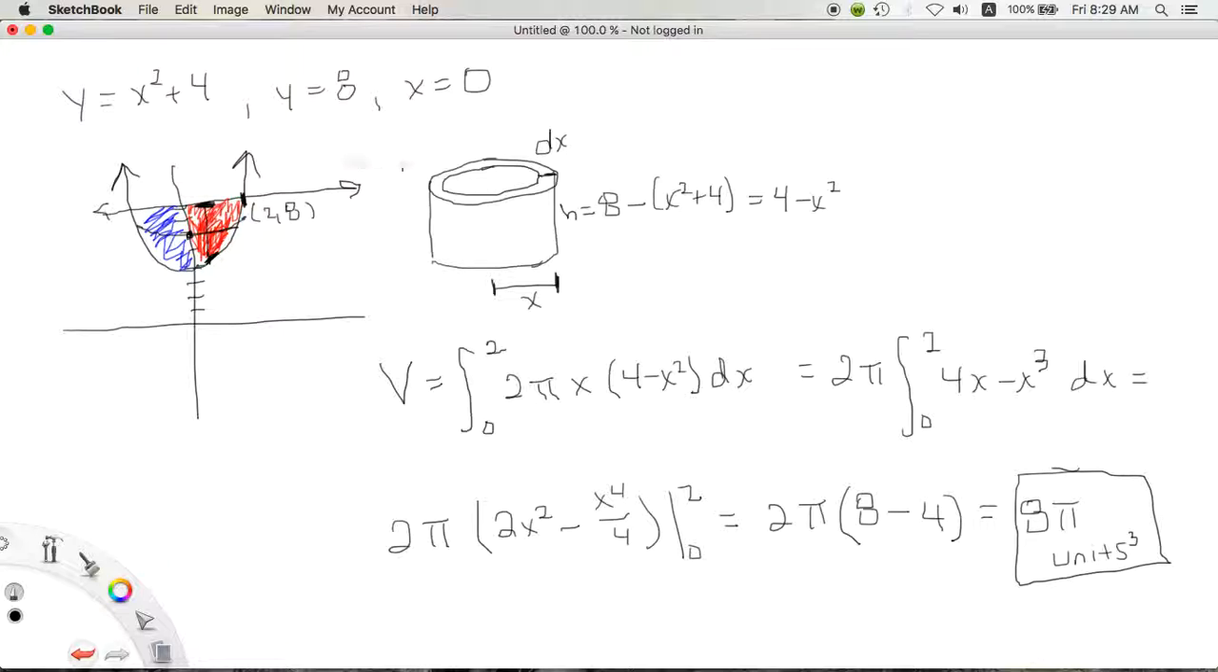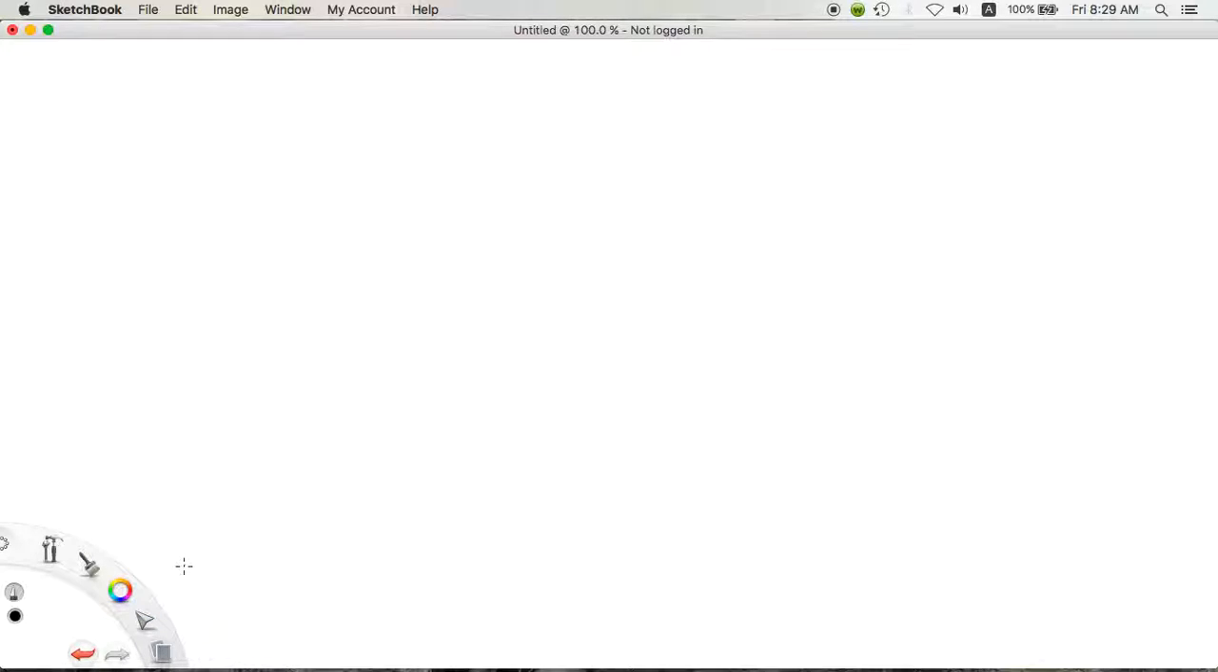But you see, with the shell method, it's useful because we could use the dx in this case instead of having to use dy. Now let's at least set up a couple of other ones. If you look on the back of that example at the top, we're looking at a region bounded between y equals 1 over x, y equals 0, x equals 1, and x equals 4.